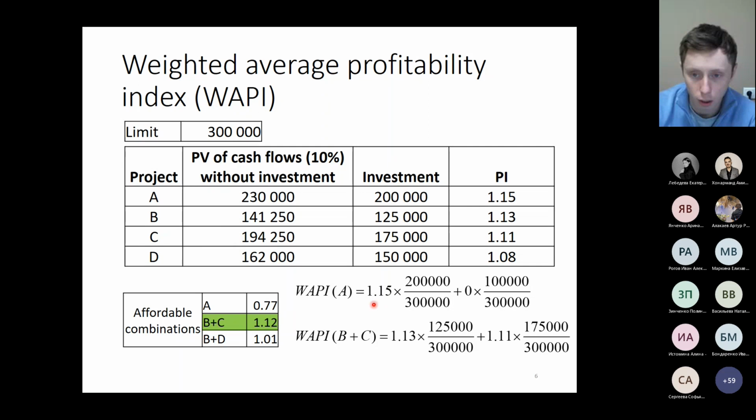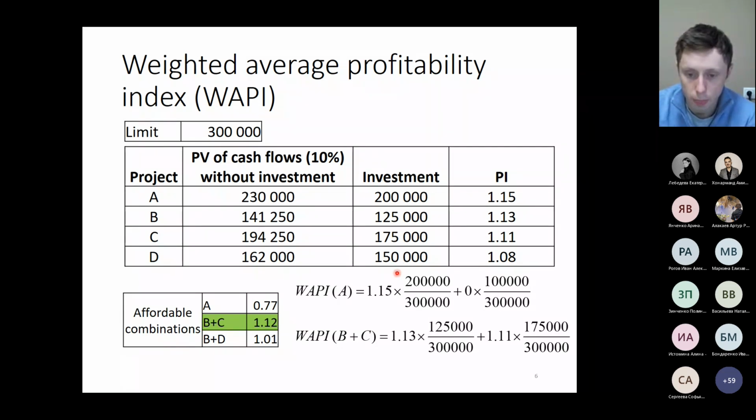Then how do we estimate it? This is the weighted average profitability index. We multiply its profitability index by the investment that we should make here, divided by the total limit we have. Here it is. That is why this is weighted. It is weighted by the investments we make among those projects.